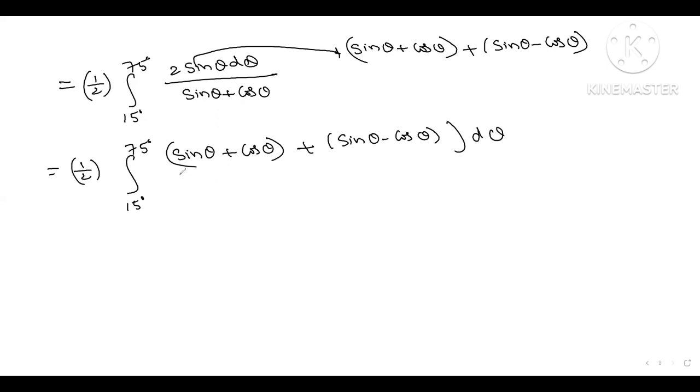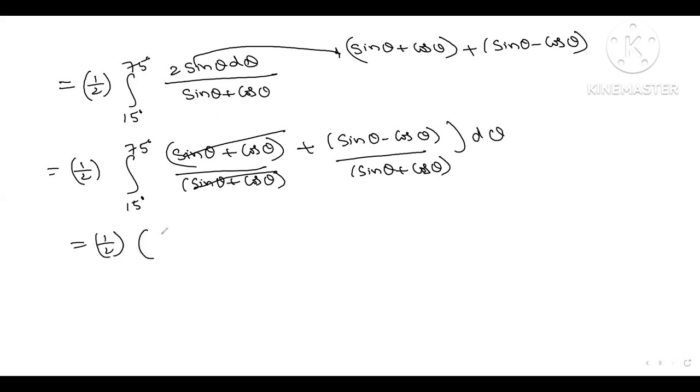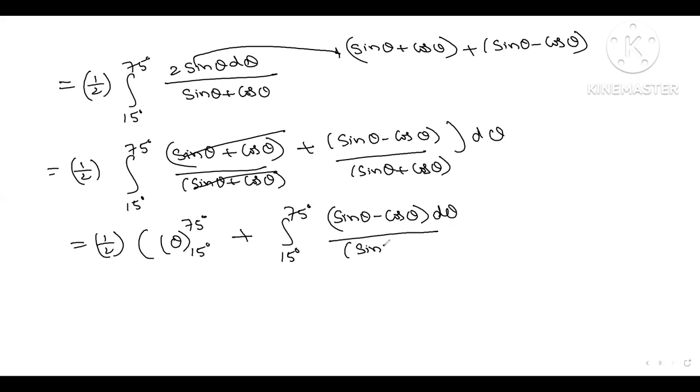Do individual division here, denominator sine theta plus cos theta, here divide, here also divide. Now, here sine theta plus cos theta gets cancelled. What we get here? 1 by 2 times of 1 d theta. 1 d theta will be theta with limits 75 degrees to 15 degrees, plus integral 15 degrees to 75 degrees, sine theta minus cos theta d theta by sine theta plus cos theta.